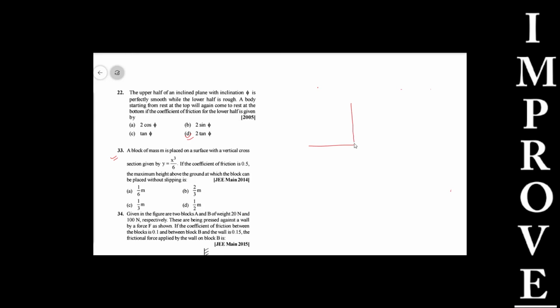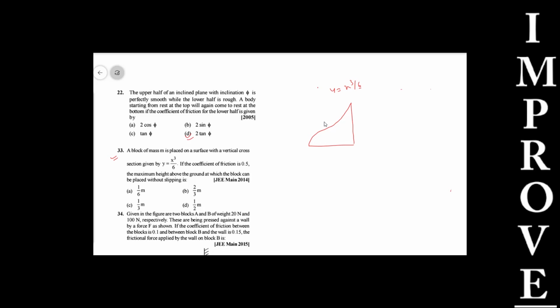It's very easy. The surface with a vertical cross section is given by y is equal to x cube by 6. So that surface is not a straight line, it is some kind of curve, and that curve equation is given by y is equal to x cube by 6. The coefficient of friction is 0.5, and the maximum height above the ground at which the block can be placed without slipping. The maximum height corresponds to the maximum downward force, or correspondingly the minimum frictional force.